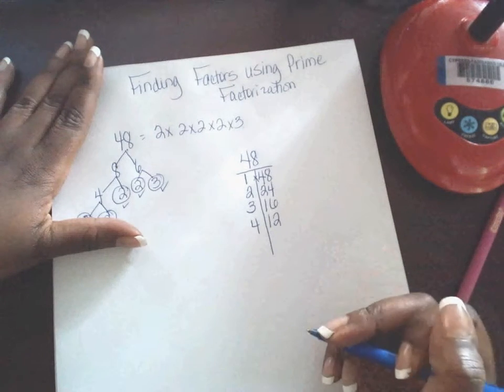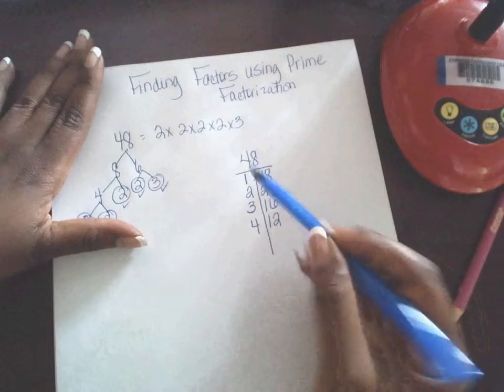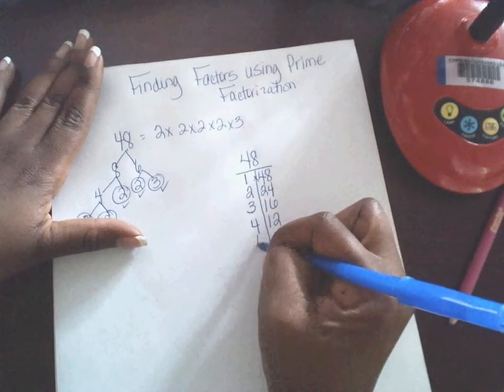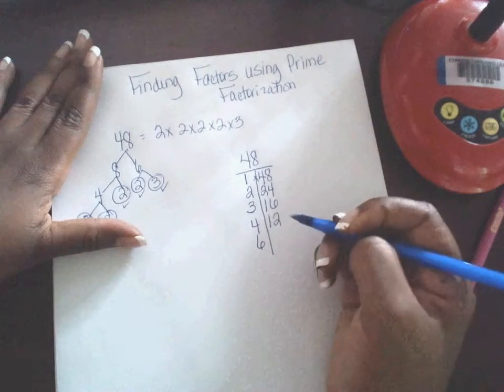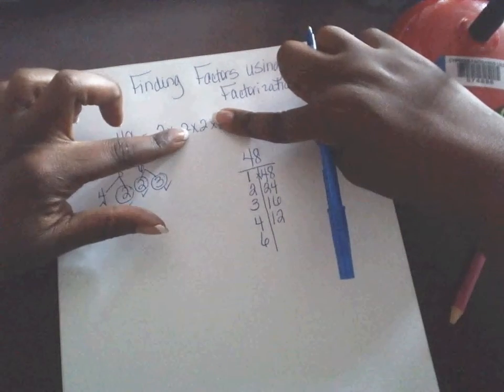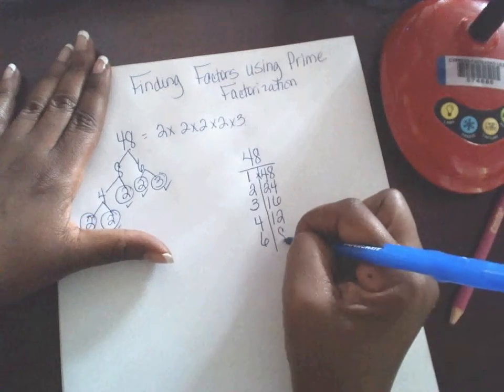Do I see a 6? I don't see a 6, but can I make 6? Yes. 2 times 3 is 6. 2 times 3 is 6, so I'll put my 6 here. I see a 6, I write a 6, and then I cover 6. 2 times 2 is 4. 4 times 2 is 8.